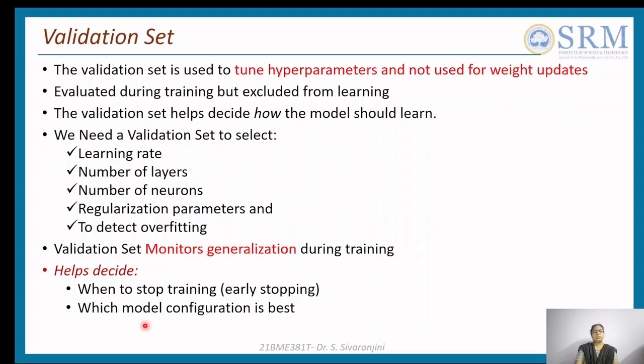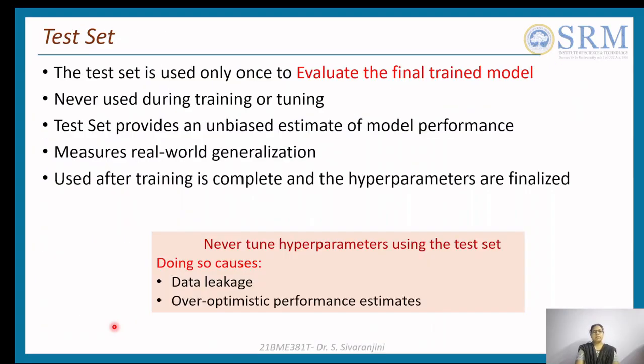It also tells you which model configuration is the best. Which model configuration gives you the best result is decided through the validation set. Next one will be the test set. This is the most important one. The test set is used only once to evaluate the final trained model. It is never used during the training, tuning, or validation phase. So it is an unbiased estimate of the model performance.